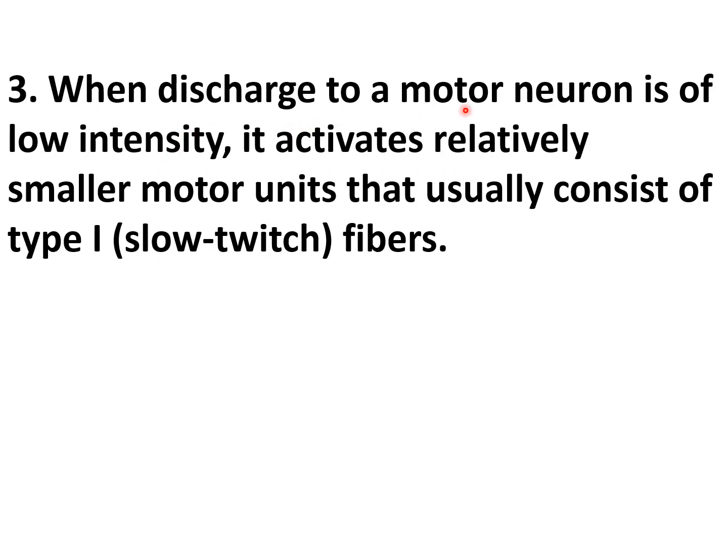When the discharge to a motor neuron is of low intensity or low strength, it activates relatively small motor units, and these usually consist of type 1 or slow twitch fibers. So, if the strength of the stimulus is very low, it activates a small motor unit, and that type of muscle has slow twitch fibers or type 1 fibers.